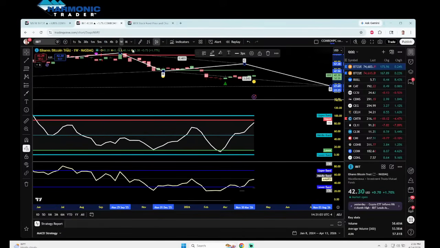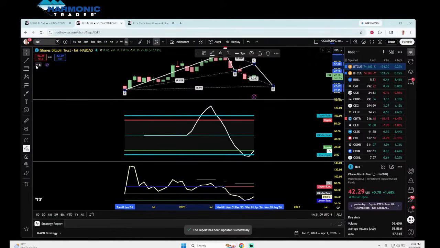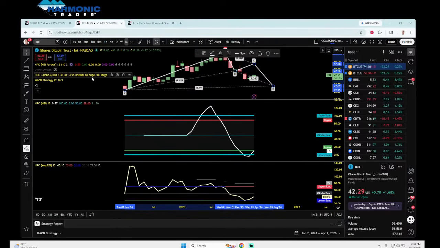At some point, maybe after the gap fills, after a 38% retrace, after a test of the 200 simple moving average, after a common retrace, we'll get to 32, 30 on IBIT. We'll get to your major 886. But first, we go do those things.